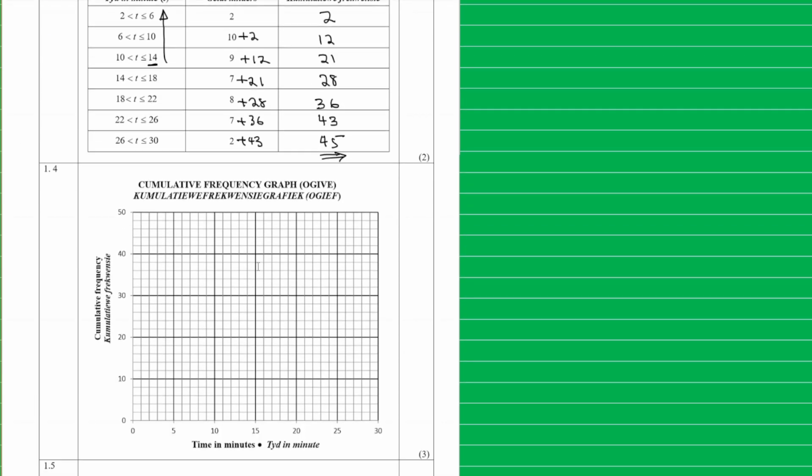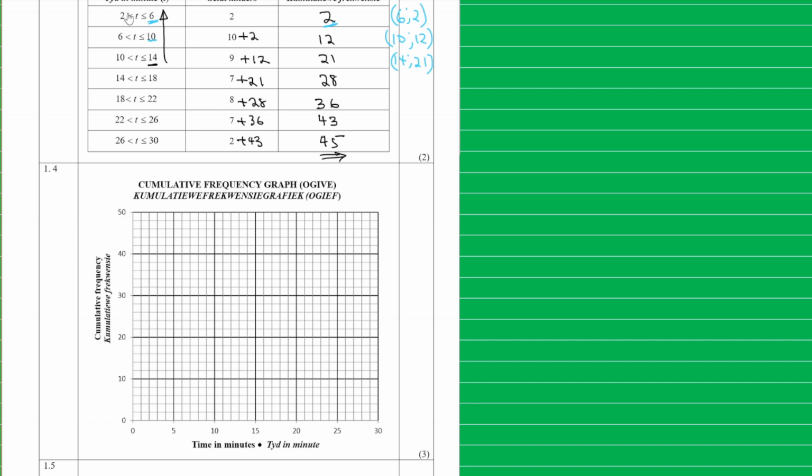Now, a cumulative frequency graph is drawn by plotting the upper limit with the cumulative frequency. So you plot the upper limit and the cumulative. So our point is going to be 6, 2. Okay, that is our first point. And the second one, upper limit of each class interval, 10 against 12. So these are our data points. And this one, 14 and 21.